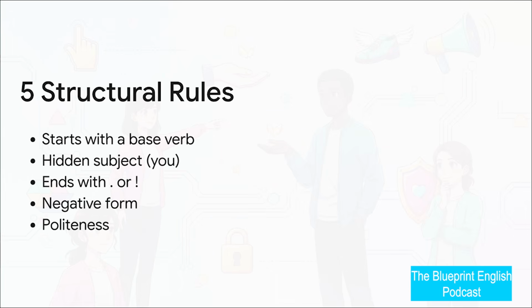Third is punctuation. We use a period for calm tones and an exclamation mark for urgency. Fourth, to make it negative, you simply slap do not or don't right in front of that base verb. And finally, the politeness rule. You can instantly soften any command just by adding words like please or kindly.